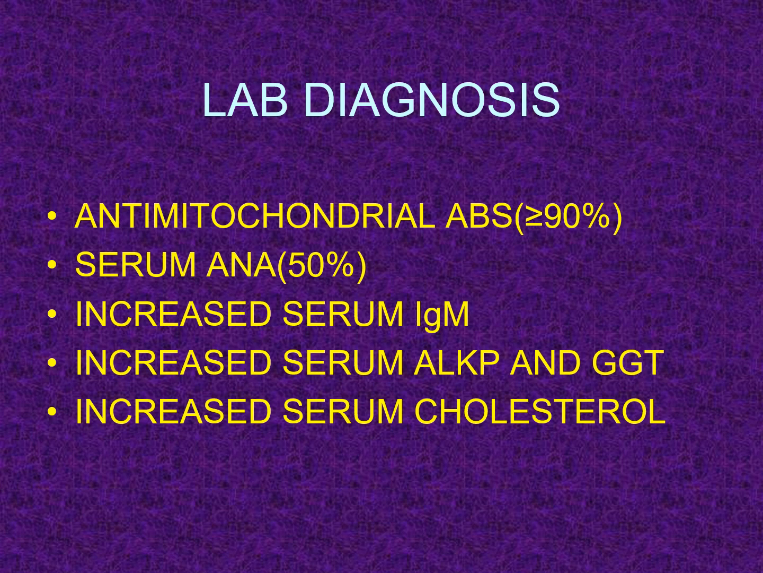The lab diagnosis depends upon finding a number of antibodies. Among them, on top are the anti-mitochondrial antibodies, which are found in 90% of these cases. Serum antinuclear antibodies are found in 50% of the cases. There is an increased level of serum immunoglobulins of the IgM class, increased serum alkaline phosphatase and GGT, as well as increased serum cholesterol. These two findings are because of the intrahepatic cholestasis.